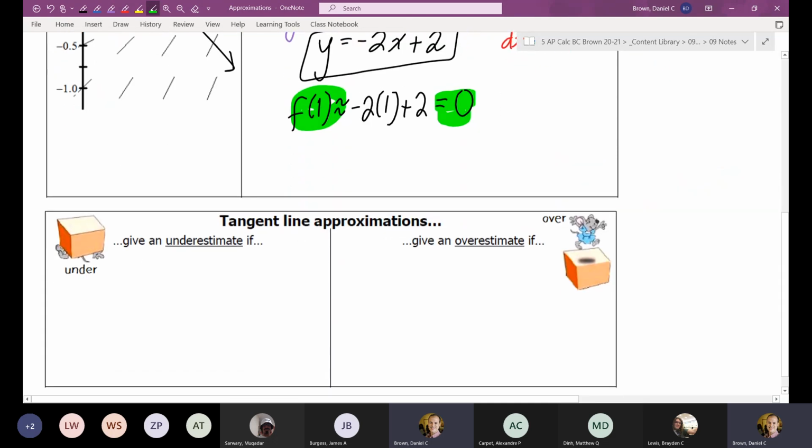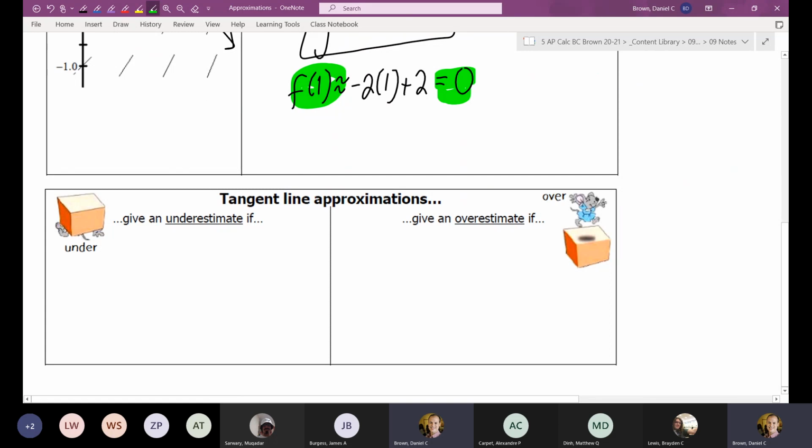One thing you just want to know, and it's pretty easy to figure out if you draw a quick graph: a tangent line approximation is going to give an underestimate if the curve is concave up, because the tangent line will end up under the curve. So it will give an underestimate if the curve is concave up. Likewise, if your curve is concave down, the tangent line ends up above it, so the tangent line would give an overestimate.